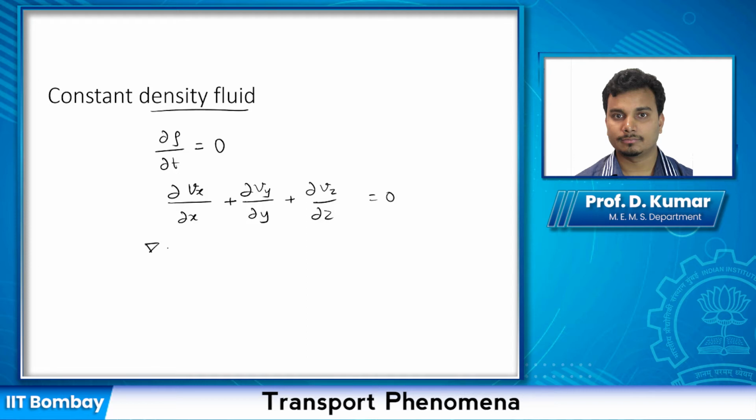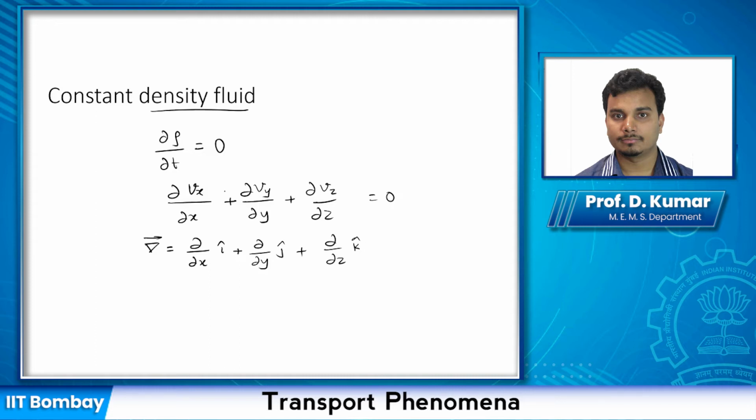At this point, some of you may already know, but I would also like to introduce the del operator. The del operator you can write as dou by dou x, i cap, that is the unit vector in the x direction, and so on. So you can write plus dou by dou y, j cap, plus dou by dou z, k cap.